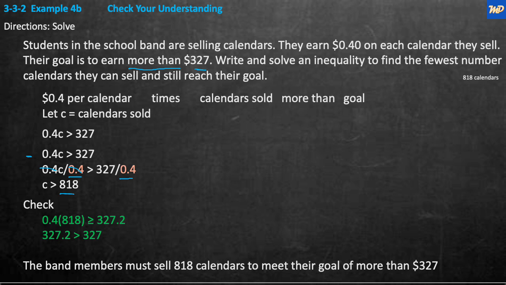818 calendars. They have to sell more than 818 calendars. Then we check it: we put 0.4 times 818, you get $327.20. So they could sell greater than or equal to 818 and make their goal. So the band members must sell 818 calendars. Okay, thanks for sticking with us.